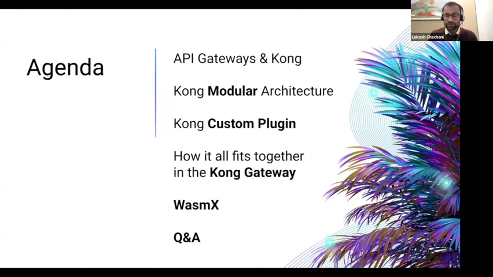What we're going to talk about today is a little recap on the API gateway and Kong, its modular architecture. Then we'll deep dive into custom plugins, and how a custom plugin fits into the gateway. And recently there is a new, very handy technology coming in, WebAssembly. We'll spend some time to understand that as well, and we'll end with some Q&A.